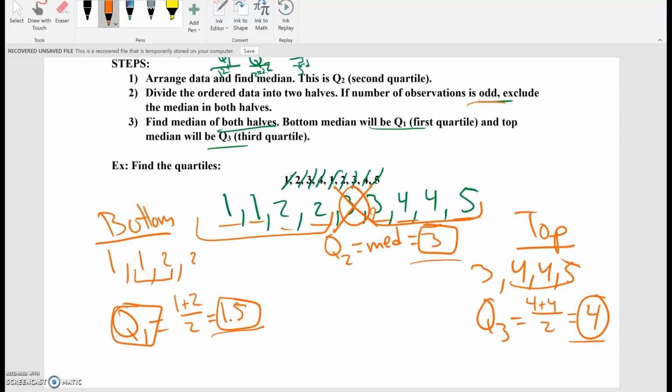Okay, now your calculator can also do it for you. You can go ahead and follow the same directions as the sheet that I gave you guys of how to find the mean and the standard deviation. If you keep scrolling down, you'll be able to see Q1, median, and Q3. So it should also do it for you. Okay.